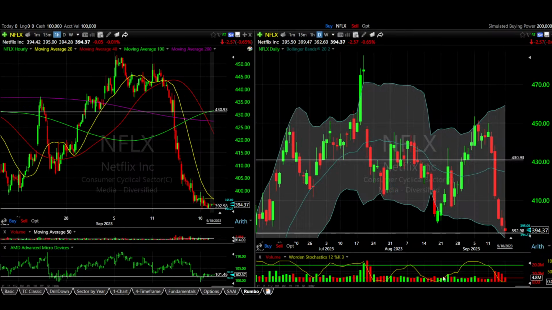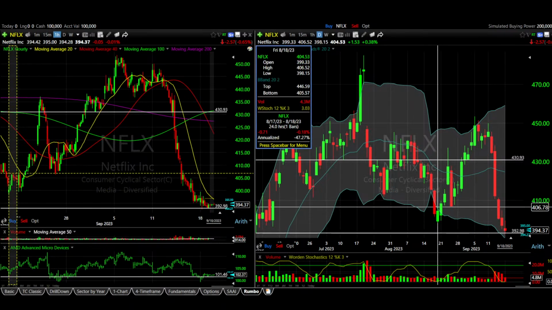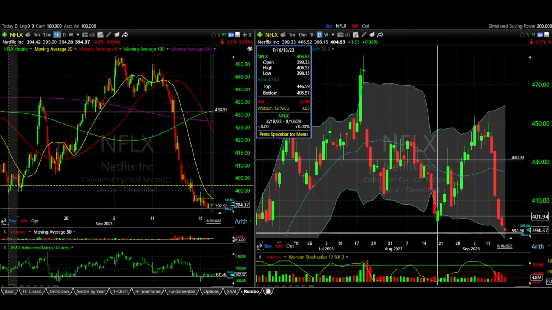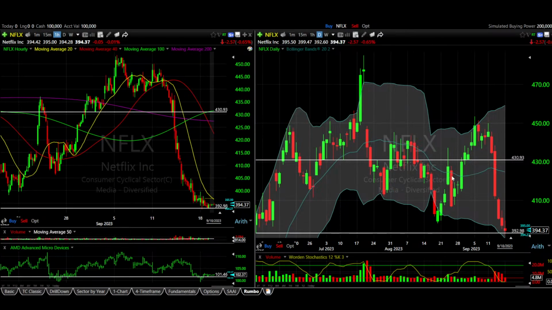So for example, you see Netflix. Netflix is on the edge of the Bollinger Band. It starts going up with green candles, and it goes all the way up to the middle line. That is nearly a 20-point call. It's pretty good.